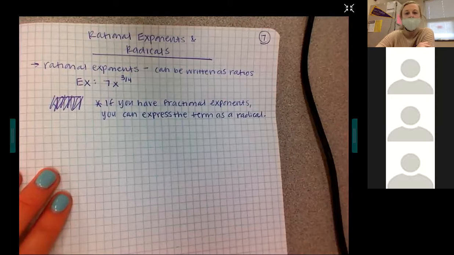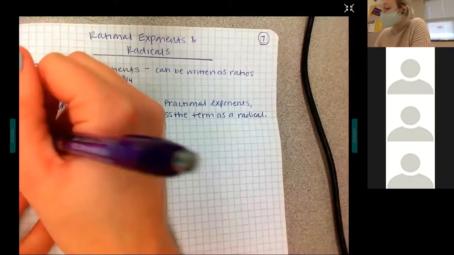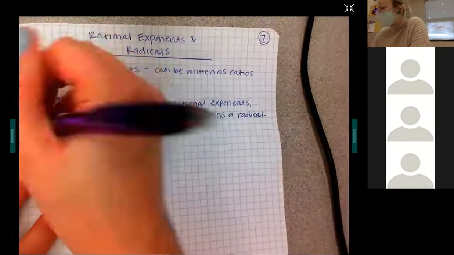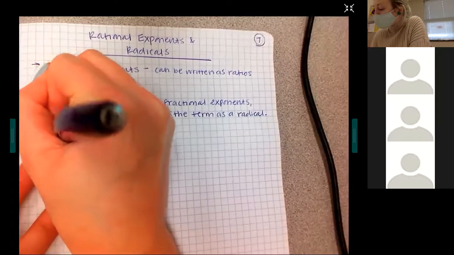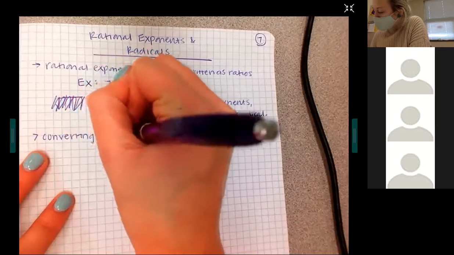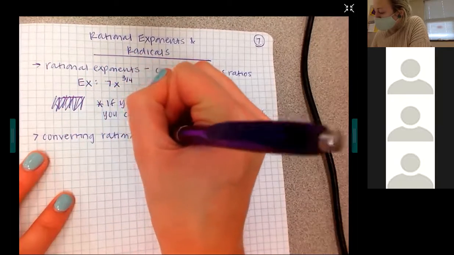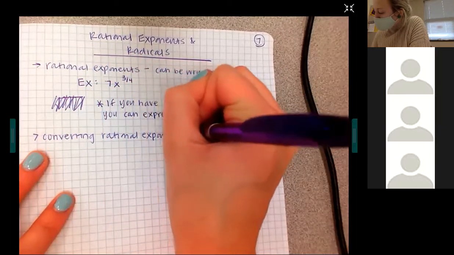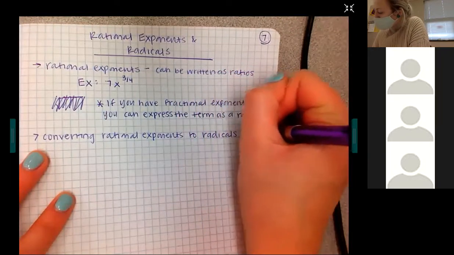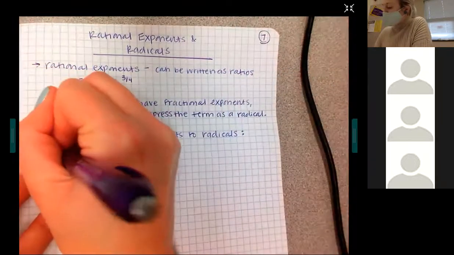All right, so I'm gonna start off with an easier example and then we're gonna do the one Evan gave us, okay? So for our first example, I just wanna show you how we would change that to a radical. So maybe call this converting rational exponents to radicals. And we're gonna start off with an example.